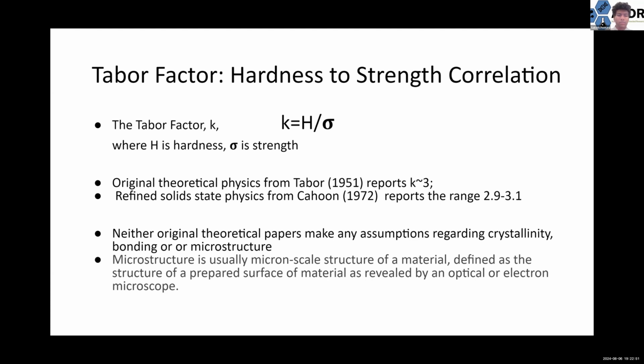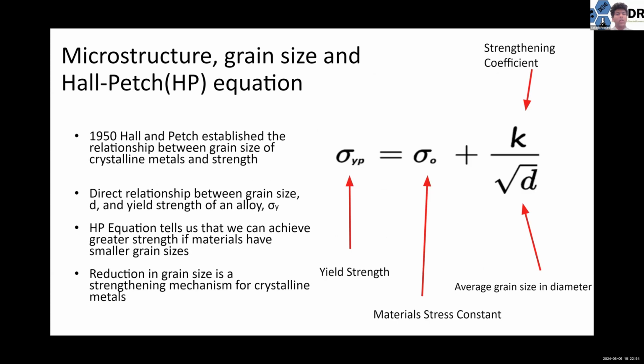Next slide. In 1950, Hall and Petch established the relationship between grain size in crystalline metals and the strength. This is known as the Hall-Petch or HP equation. It has a direct relationship between the grain size and the yield strength of an alloy. The HP equation tells us that we can achieve greater strength if materials have smaller grain sizes. So this reduction of grain size is a strengthening mechanism for crystalline metals.